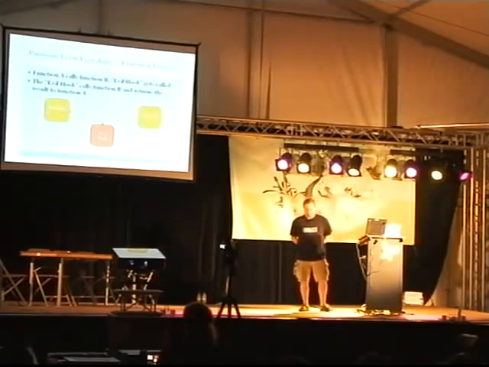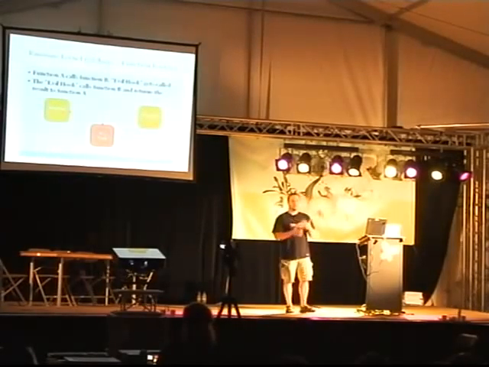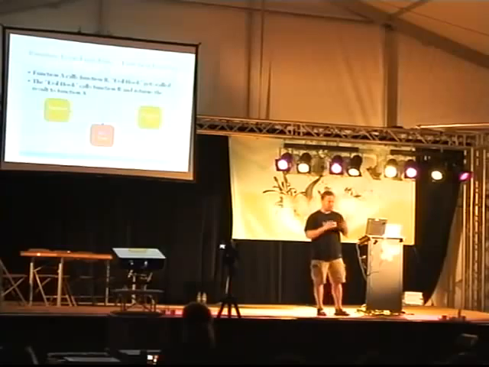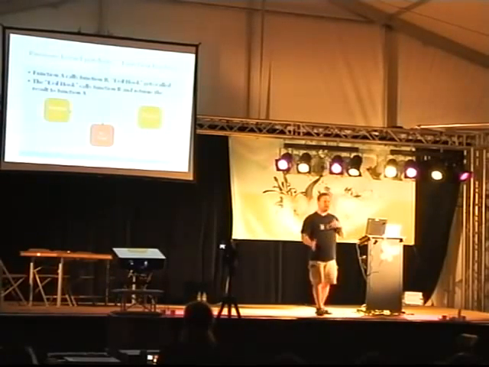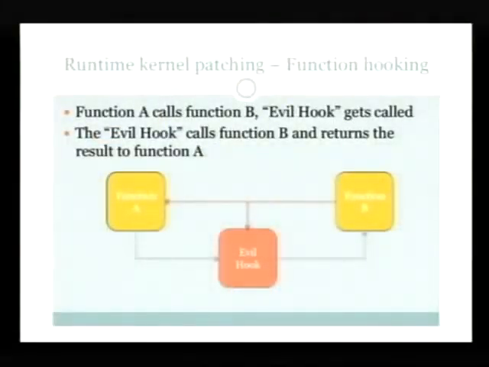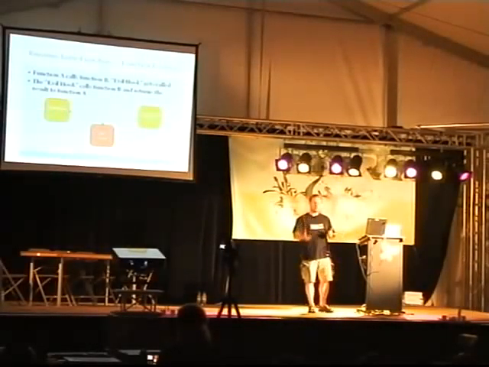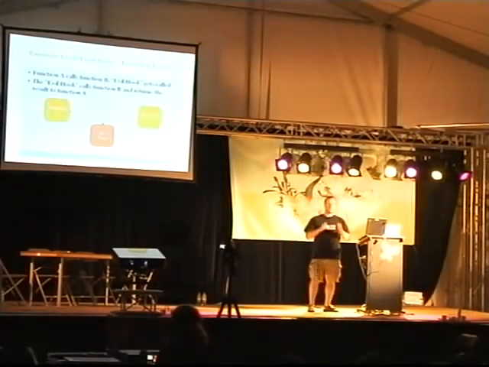So, whenever you have a process that is running in user space that wants to invoke something inside the kernel, it will call a function. And what we want to do is intercept these function calls and change the output of the function. If you have a program where, in this example, function A calls function B, we want to intercept that function.